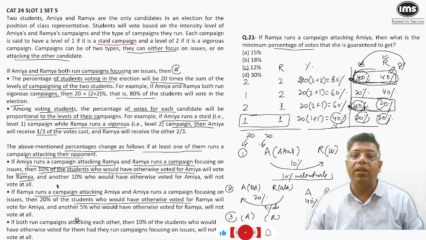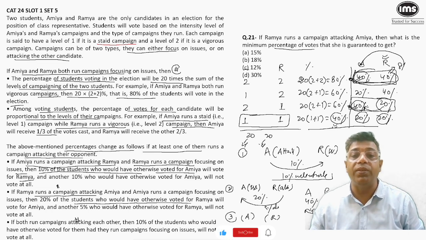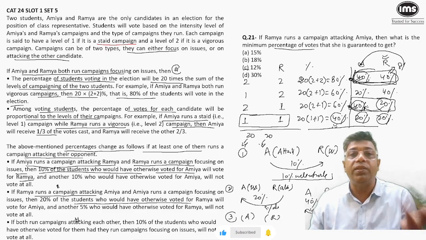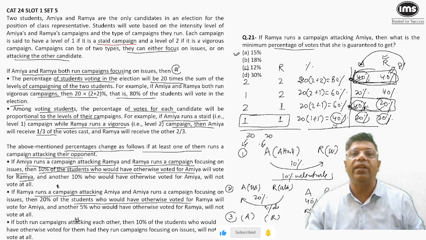And now, since Ramya is making an attack-based campaign, 20% of voters will switch. It means 4% will further come, and 5% will not even vote, so that 1% is not going to vote. In that case, out of 20%, 4% are switching, 1% not voting. So you are going to get 15% vote. In any scenario, this is the minimum that you are guaranteed. So I would say A is the correct answer for this question.